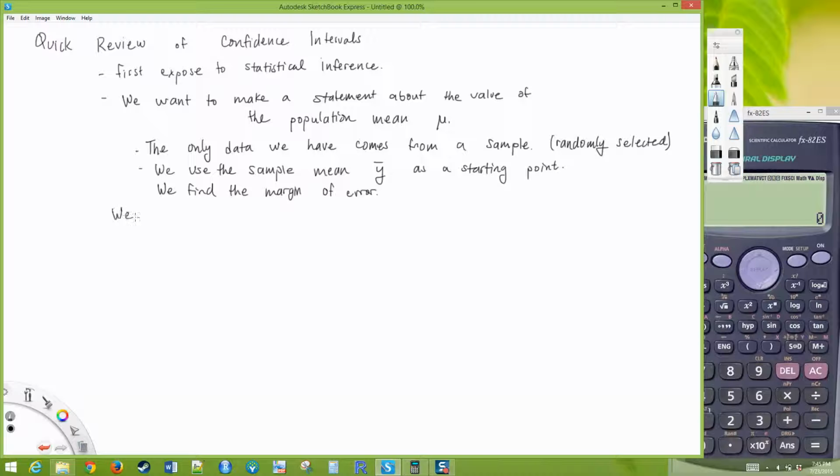And we say something. We say we are blank % confident that mu is between blank and blank. Okay. So by observing a sample and knowing that the sample has been randomly selected, we can then make inferences about the mean of the population.